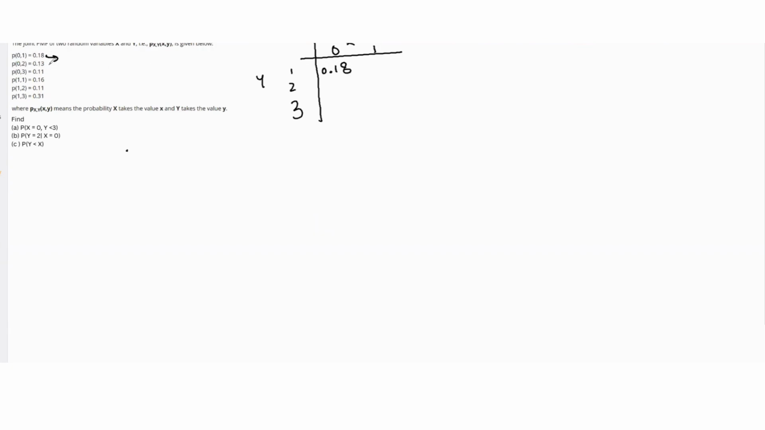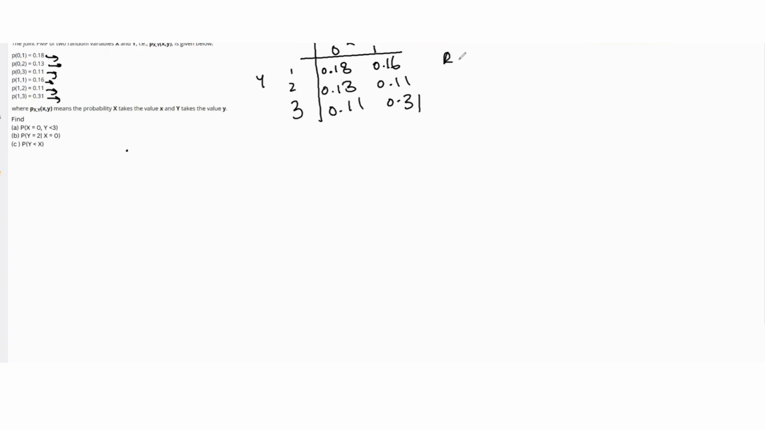And then the probability x is 0 and y is 2 is 0.13. The probability x is 0 and y is 3 is 0.11. The probability x is 1 and y is 1 is 0.16. The probability x is 1 and y is 2 is 0.11. The probability x is 1 and y is 3 is 0.31. So right now, we've just written our joint PMF in the form of a table.